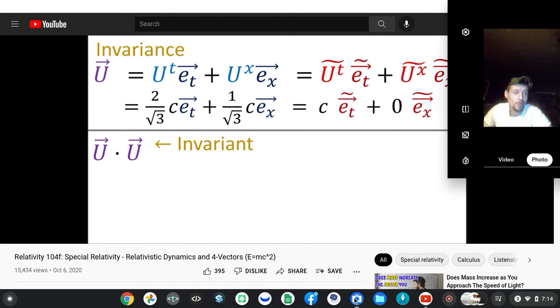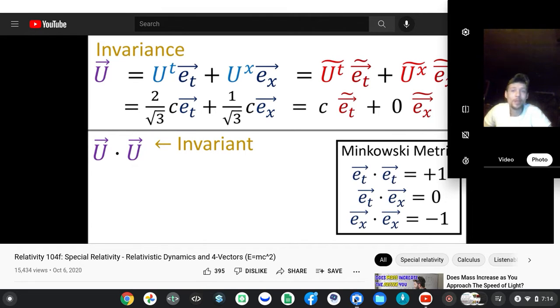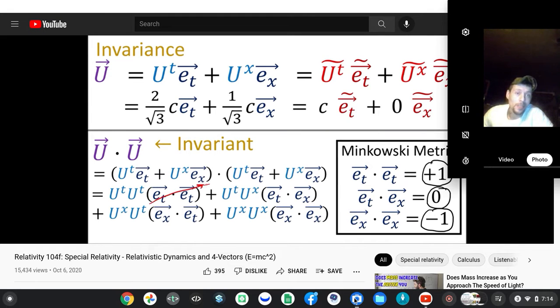Recall that with the Minkowski orthonormal basis, the time basis vector dotted with itself gives negative one, and the spatial basis vectors, x, y and z, dotted with themselves give positive one. The mixed dot products are all zero. So in our case, u dot u is going to be minus ut squared plus ux squared.